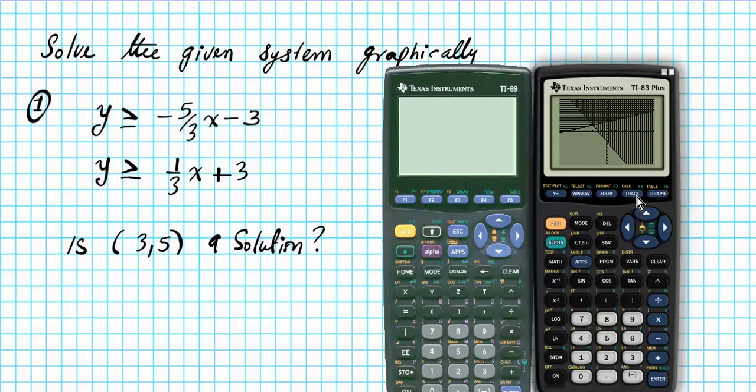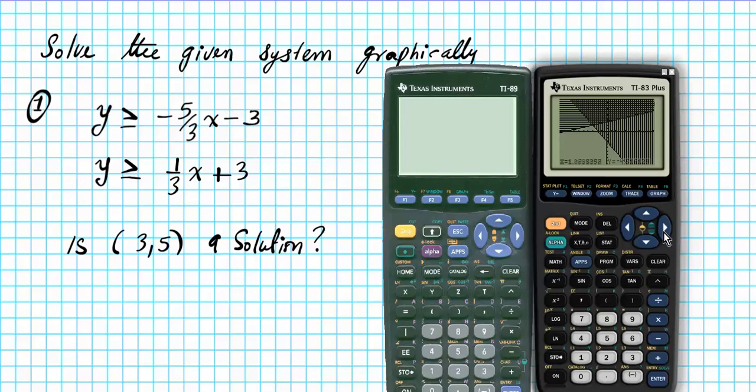Okay, so let's do that real quick. So trace, move your cursor. Well, I don't want to use trace, so let's escape from that. Press my escape button. Well, I'll just quit. Let me just quit it. We have only the escape button on the TI-89. We don't have it on the TI-83.